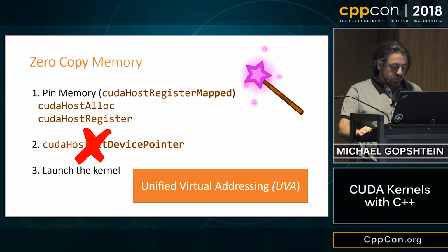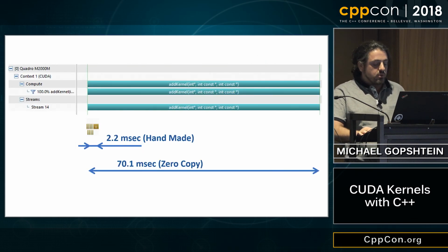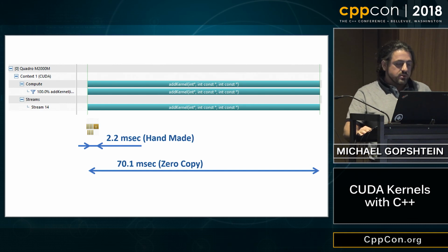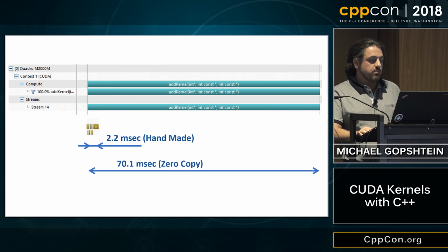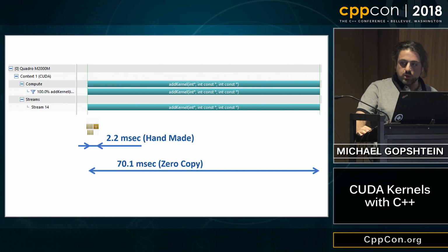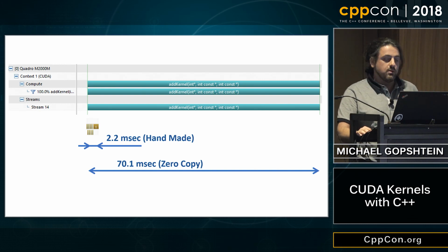So it sounds very easy to use. But now if we look at the performance, as we see, if the previous example of the async copy took us 2 milliseconds, now we are up to 70 milliseconds. So the zero copy comes with certain cost, as we can see.